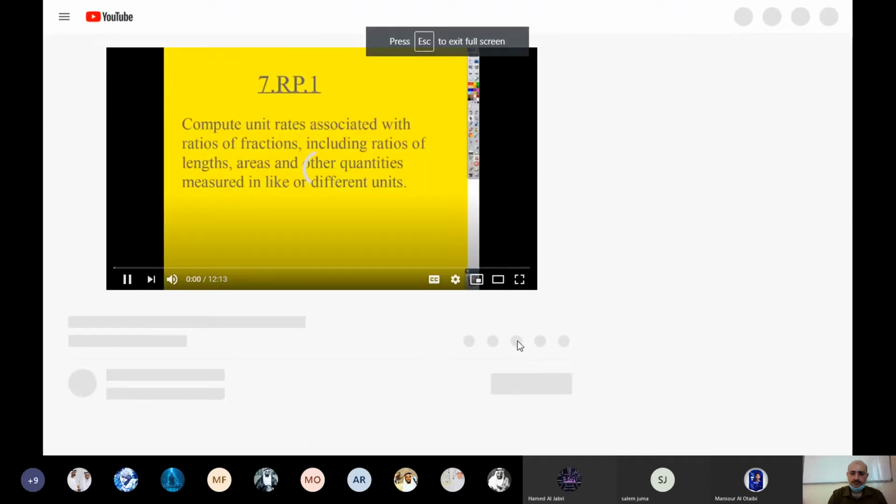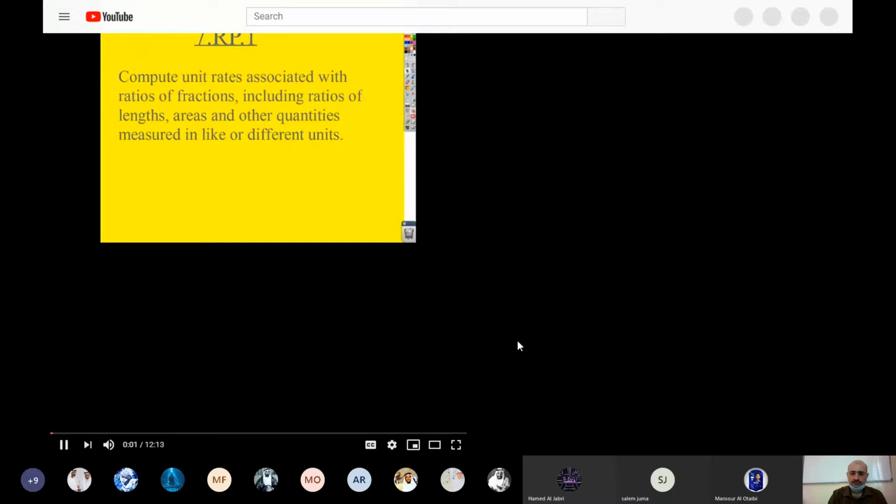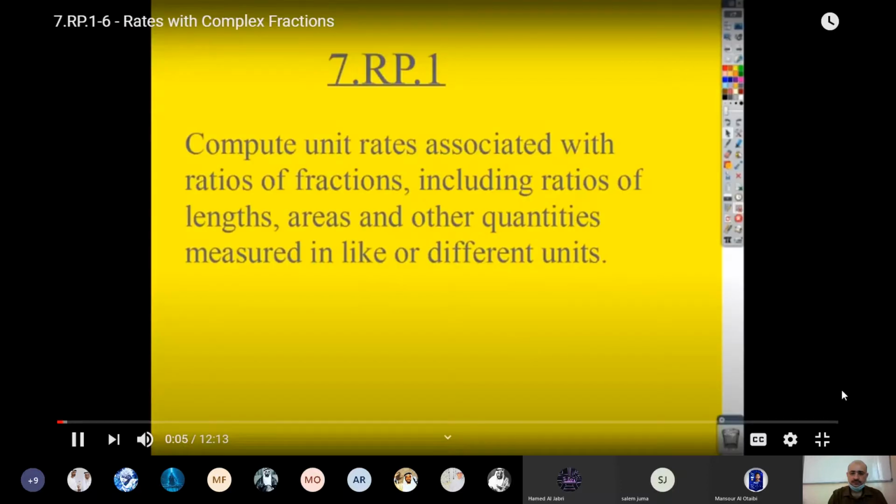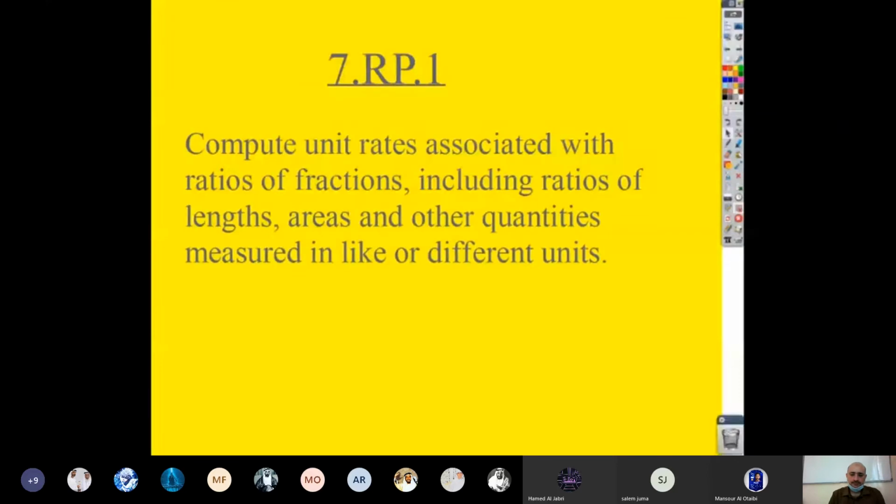We've done unit rates and we've done some double number lines. We've done both those with integers. We haven't really talked about how to use them with fractions. We've done a little bit of fractions, but we have to use this idea of what's called a complex fraction.